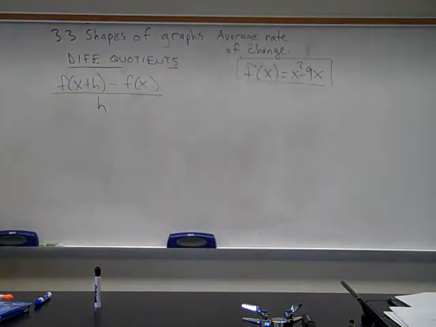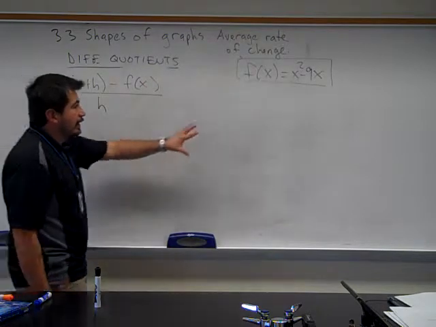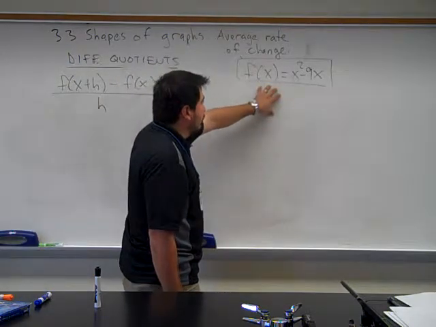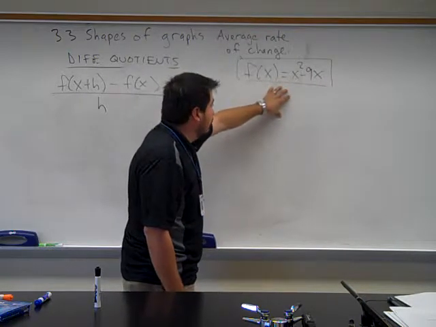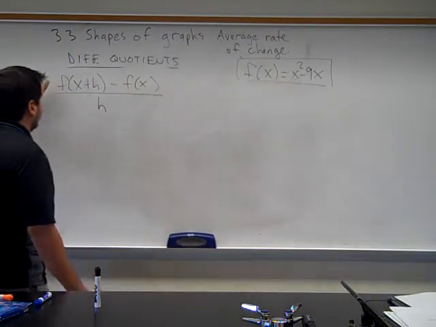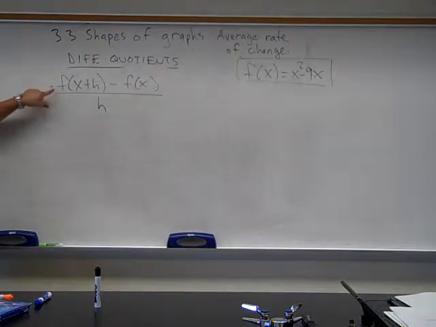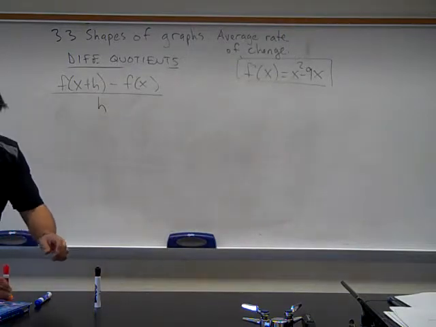Here we are. So again, what's the problem going to look like? Here's the original function, which again may be different for you, but for now we're sticking with the same exact example. And we're going to calculate the difference quotient, f of x plus h minus f of x over h. Okay? So what does that look like?